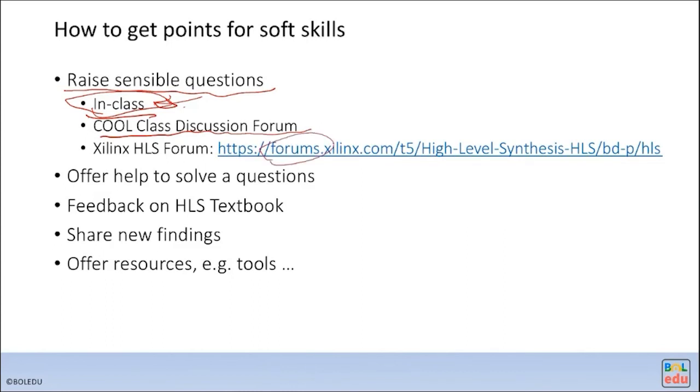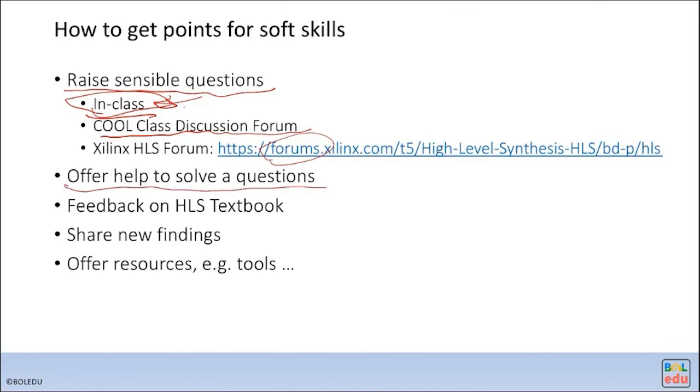Because with HLS, to tell the truth, in this class, most likely for the issues you run into, no other student, not even me, could answer your questions, because it's evolving and there are many things that we haven't tried out yet. Yeah. The only place you can seek your solution is right at the forum. And Xilinx engineers will answer that, or other experienced people can answer your question. Okay, another way to earn points is to offer help to solve a question.